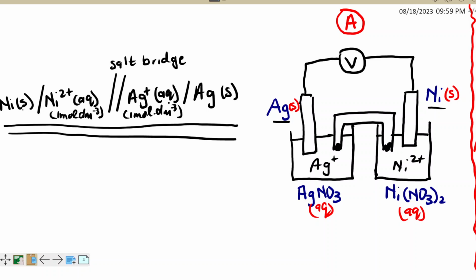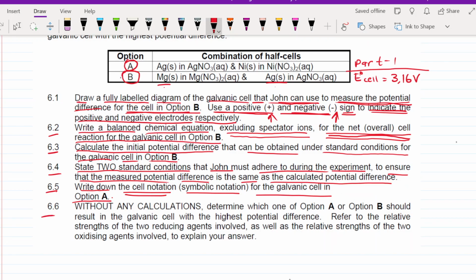So let me do now the last question, which is 6.6. They said now, without any calculations, determine which one of option A or option B should result in the galvanic cell with the highest potential difference. Refer to the relative strengths of the two reducing agents involved, as well as the relative strengths of the two oxidizing agents involved to explain your answer.